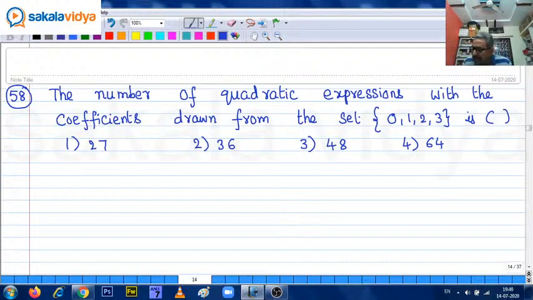So this is very, very important. No problem. Whenever you join, that's your wish. No problem. So 58 is a very important question.